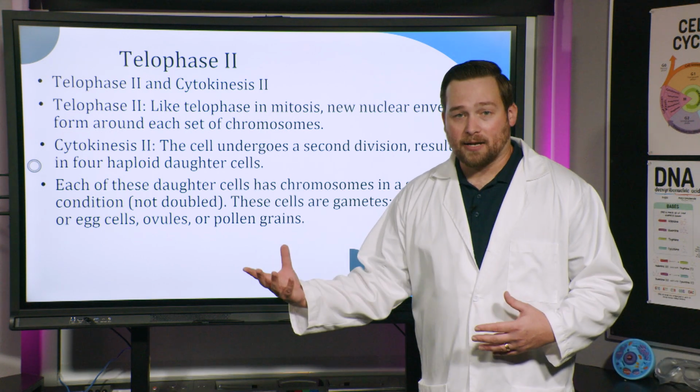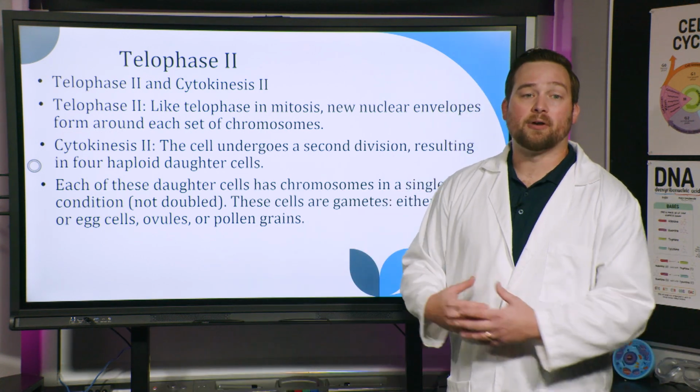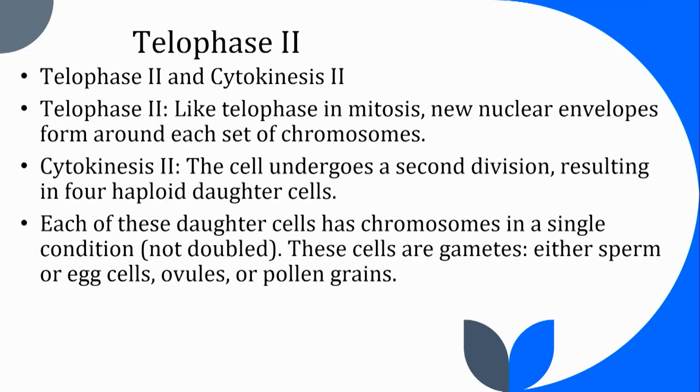After that non-disjunction, remember that happens in anaphase. Now we're in telophase 2. This is the last part of meiosis. In telophase 2, just like in mitosis, a new nuclear envelope forms around each set of chromosomes, and then cytokinesis is going to happen. Remember, cytokinesis is division of the cytoplasm, so the cell undergoes a second division. This is going to result in 4 haploid daughter cells, and each of these daughter cells has chromosomes in a single condition. They're not doubled. These cells are gametes. They're either sperm or egg cells. They can be ovules or pollen grains.